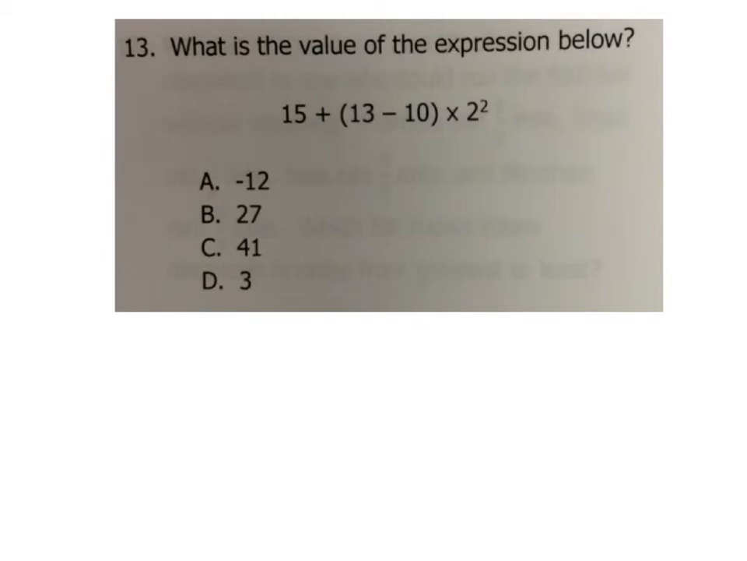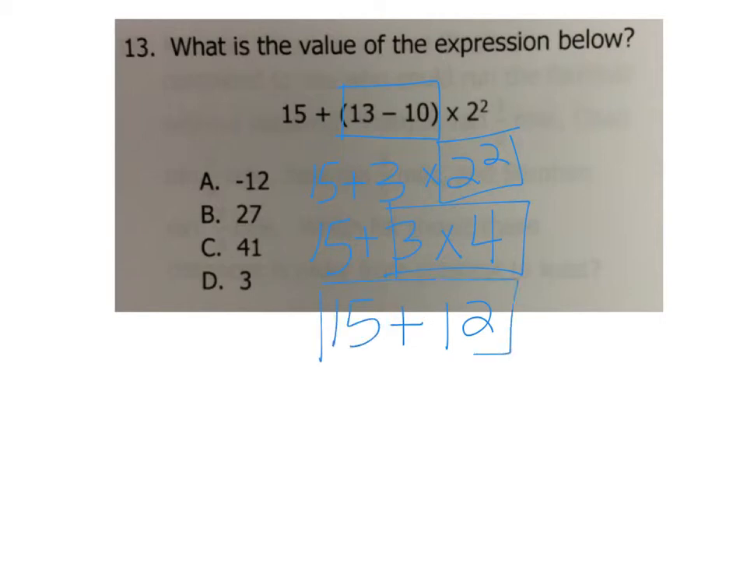Number 13, what is the value of the expression below? Again, using PEMDAS. 13 minus 10, because it's in parentheses, is your first step. Rewrite the rest of your equation. Exponents next. 2 squared is 4. Rewrite the rest of your equation. Multiplication next. And then your final step would be addition. 27. So B is the correct answer.